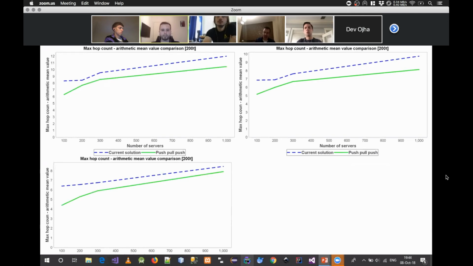In the current solution, if we have, for example, 5 LAN links and 1 WAN link, a transaction can travel more quickly through those 5 LAN links than through 1 WAN link, thus producing a larger average maximum hop count. Okay, so that is it as far as the metrics are concerned.